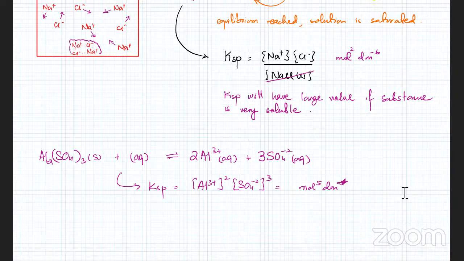Wait one second, it hung up. There's too much data on my board, so it just keeps hanging. Let's write it again. So it's going to be mol^5 and your dm is going to be minus 15. Okay? So is this clear? This one. Yes.